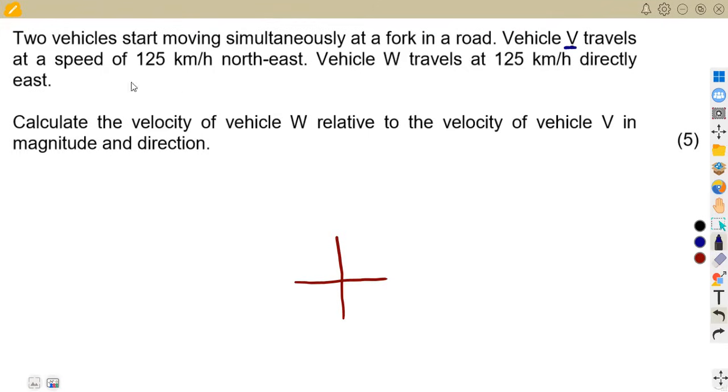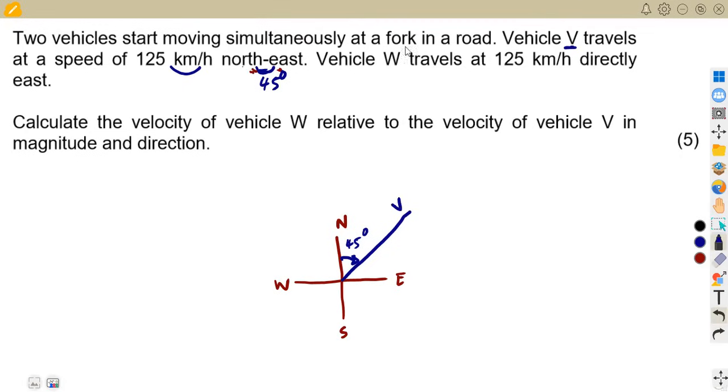So let's see how these vehicles are moving. Vehicle V travels at a speed of 125 kilometers per hour northeast. So let's consider our vehicle. This is our north, our south, our west, and this is the east. Northeast is between the north and the east. And whenever it is northeast, it is taken at an angle of 45 degrees. It's in between 90, so you divide by 2. So we are moving from the north to the east like this, with an angle of 45 degrees.